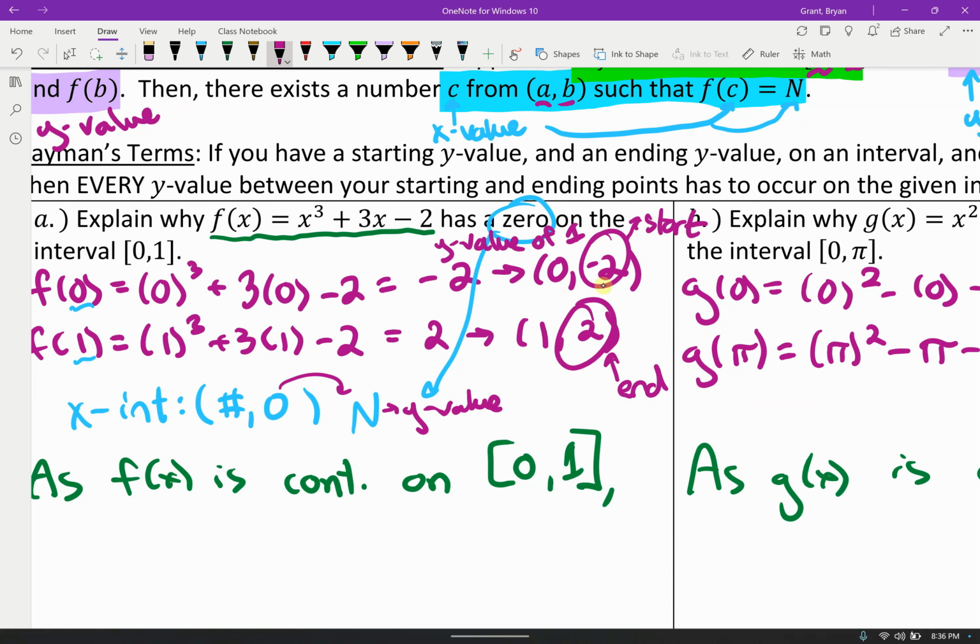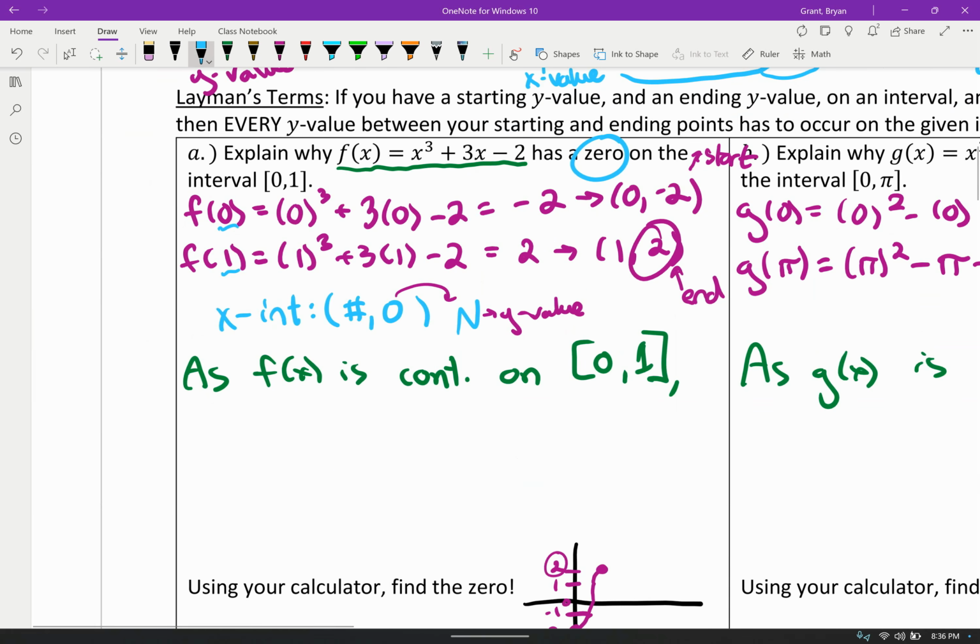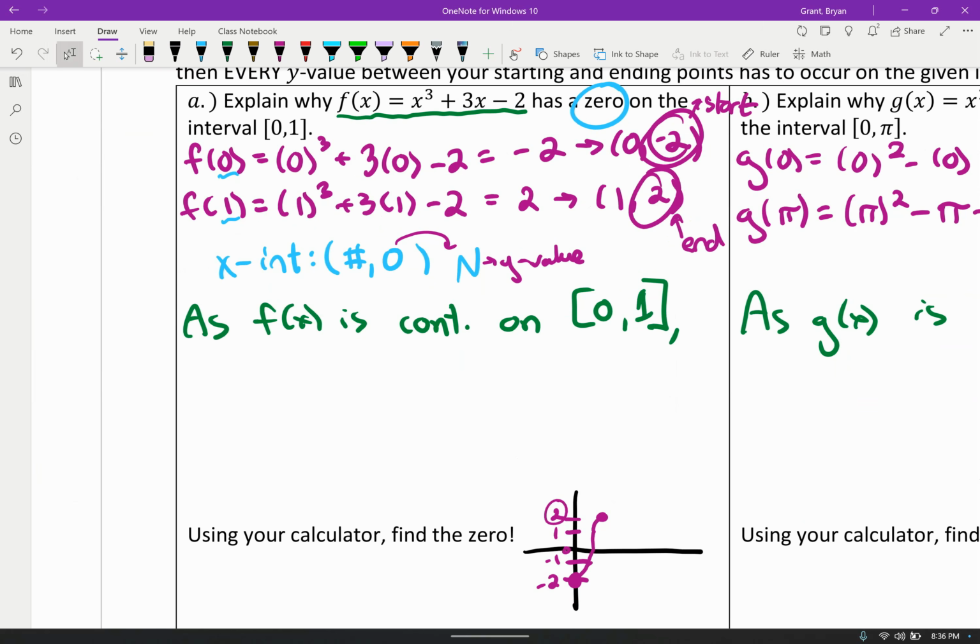And there had to be a y value of 1 because 1 is between negative 2 and 2. This one, though, just said, explain why there's a y value of 0. And we've already shown everything we need for it to happen. We found the values of the endpoints, zeros between those. We've said that f of x is continuous, so let's finish with our conclusion here. So as f of x is continuous, and here's how this is usually presented.